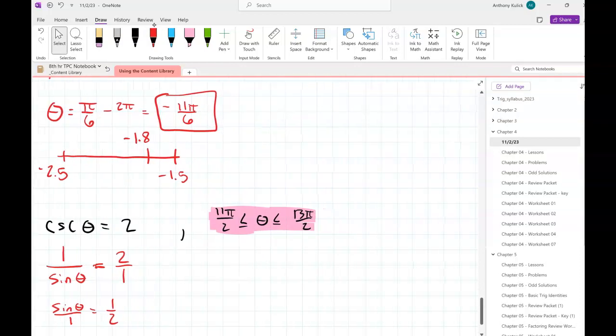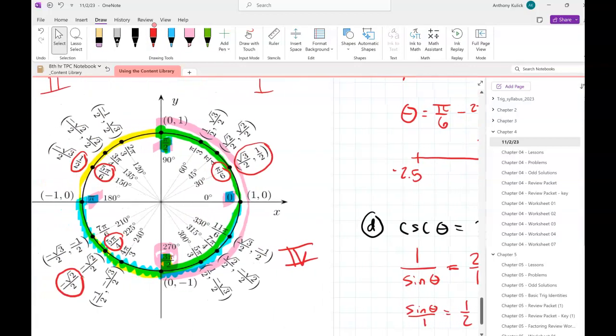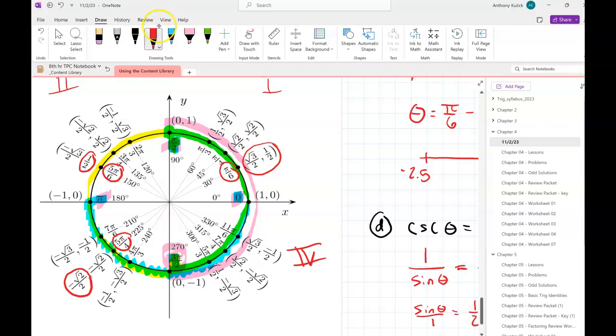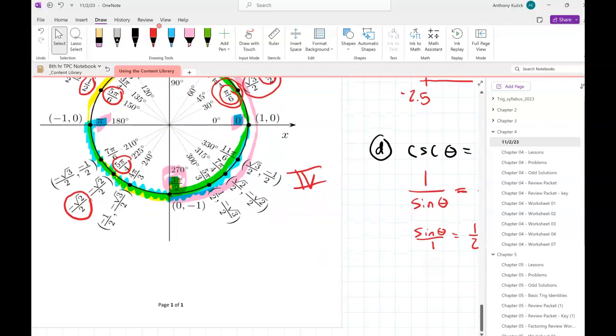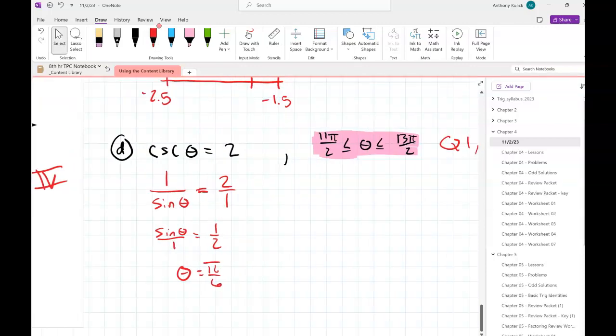So we're looking in quadrants 1 and 4. So in quadrants 1 and 4, if we look for where the y coordinate, because we have sine, is 1/2, that's right there. So our answer should be pi over 6, right? Is pi over 6 between 5.5 pi's and 6.5 pi's? Well, no, Mr. Kulik. What am I going to have to do then? Add 2 pi, and we're going to have to do it more than once. You are correct. So that's 13 pi over 6.